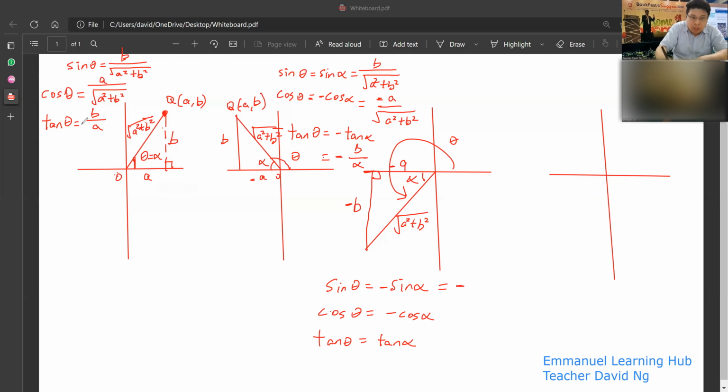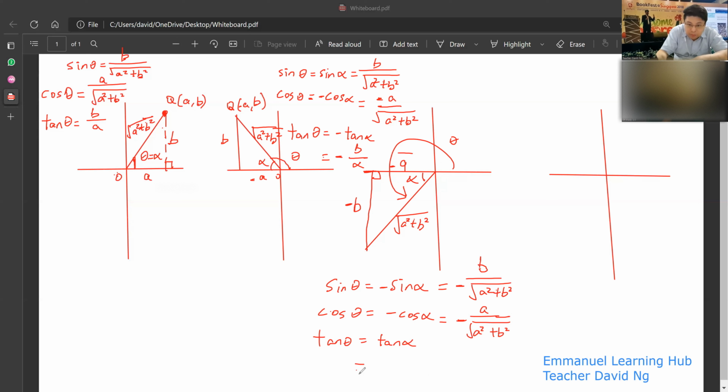What is your sine alpha? Sine alpha is this guy, right? Understand or not? Cosine alpha is cosine theta here, first quadrant, so I just copy and paste. Okay, double check. Cosine is adjacent over hypotenuse. You get the same answer.